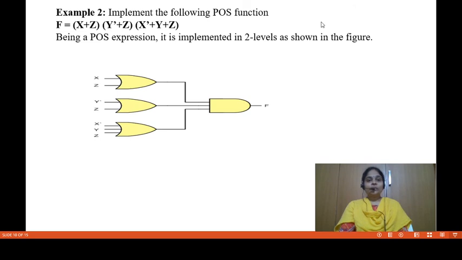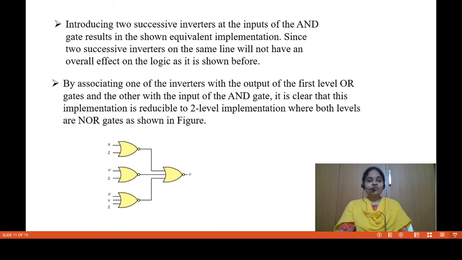And this one: implement the following POS function by using NOR gates. The first level is the OR gate, and the second level will be the AND gate, right? So the sum terms can be represented by OR gates, and the product can be implemented by using the AND gate. This can be achieved by using NOR gates, by adding the NOR gates in the place of the OR gates. In a similar way, we implemented it by using NOR gates.